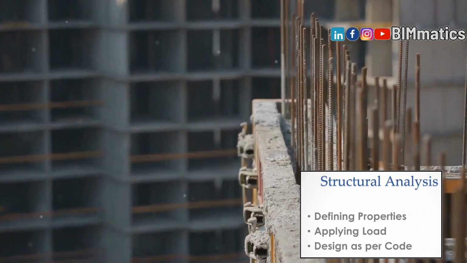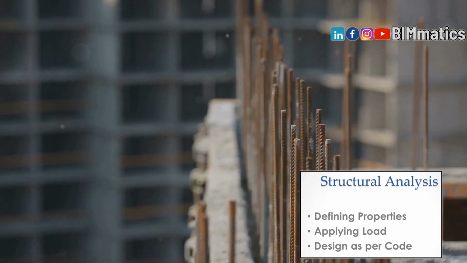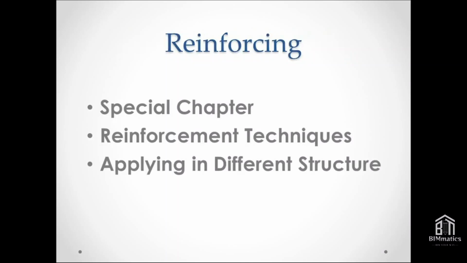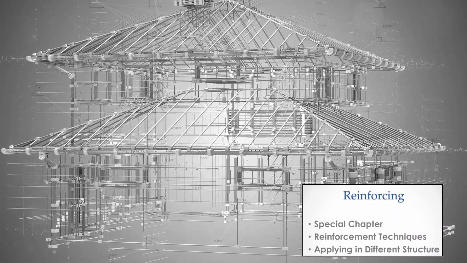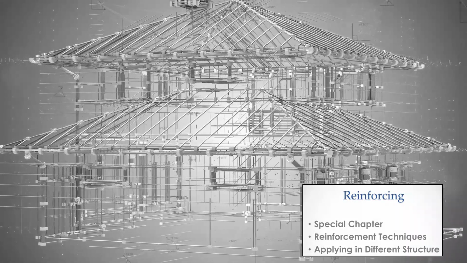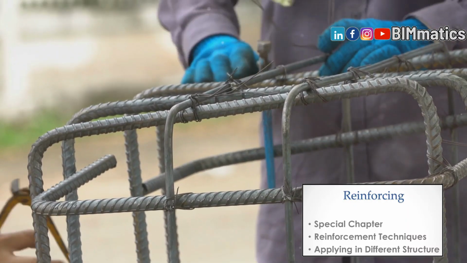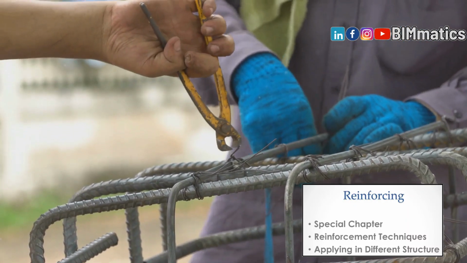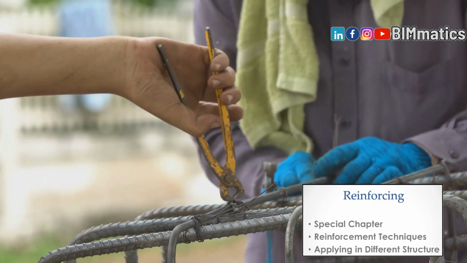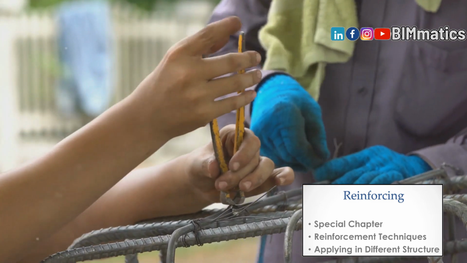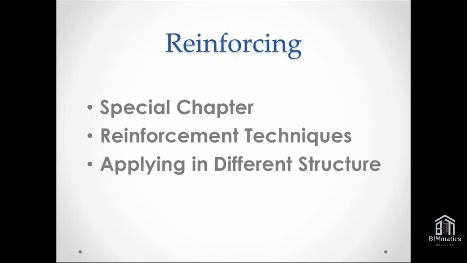Finally, concrete design is done as per standard code, which varies from country to country. After this process, we get details of reinforcement as a result. These details are integrated with the 3D Revit model, according to which reinforcement detailing is done. For reinforcing a 3D Revit model, a full chapter is made where we learn different techniques of reinforcing.